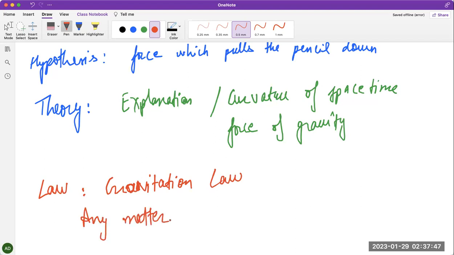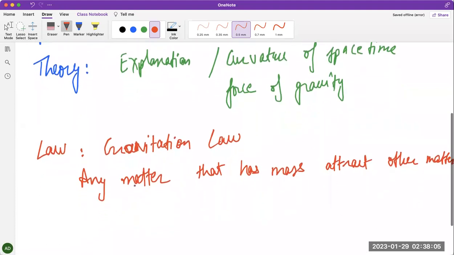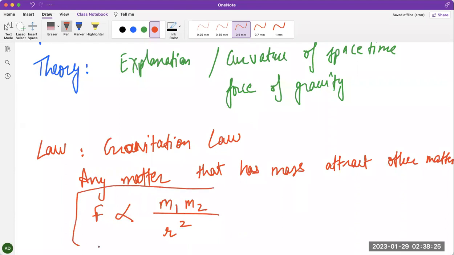that has mass, of course, is going to attract the other matter. That force of attraction will be proportional to the mass of the two objects, and it will be inversely proportional to the square of the distance between them. Okay, so you see this mathematical relationship. Just this statement is what the law of gravitation is.